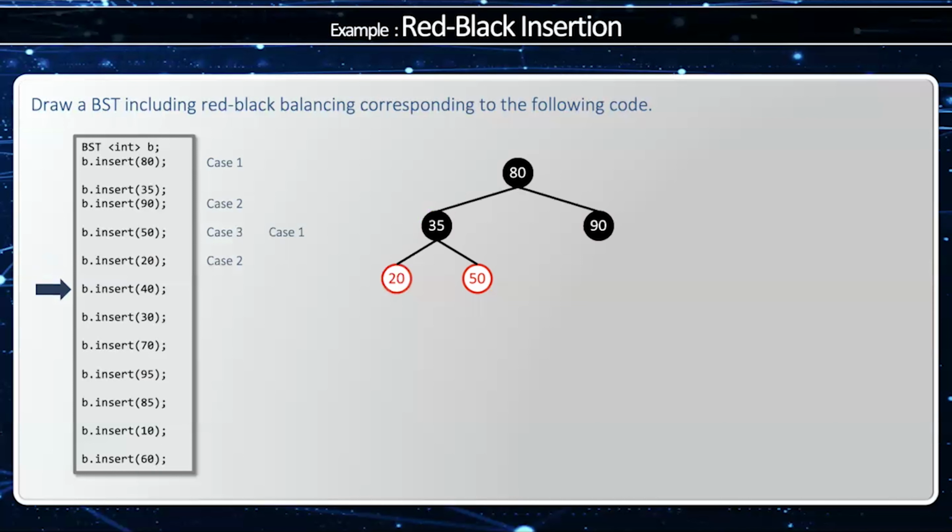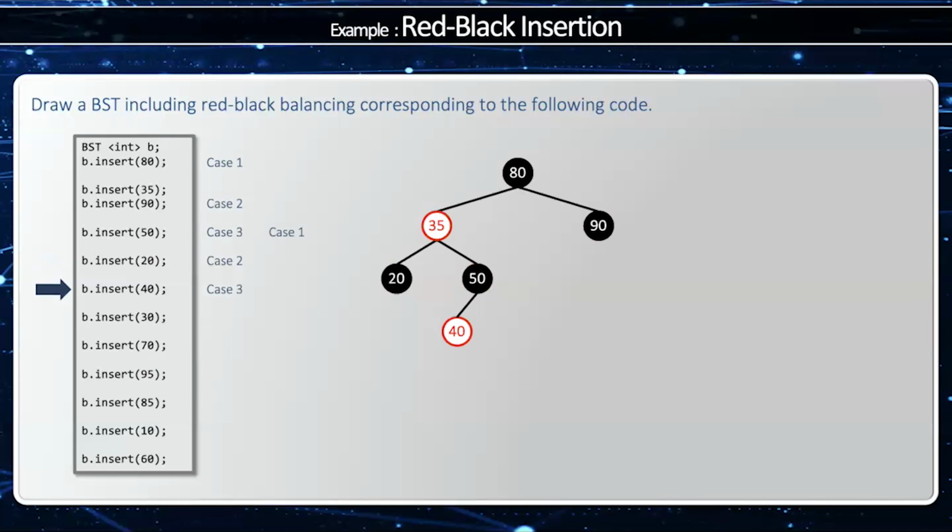40 is less than 80, greater than 35, less than 50, so it goes here. Now notice my parent is red and my aunt is red and my grandma's black. That's case 3. So therefore, I'm going to recolor my aunt and my parent to black. I'm going to recolor my grandma to red. And that's case 3. And now I'm going to balance based on my grandma, which is 35.